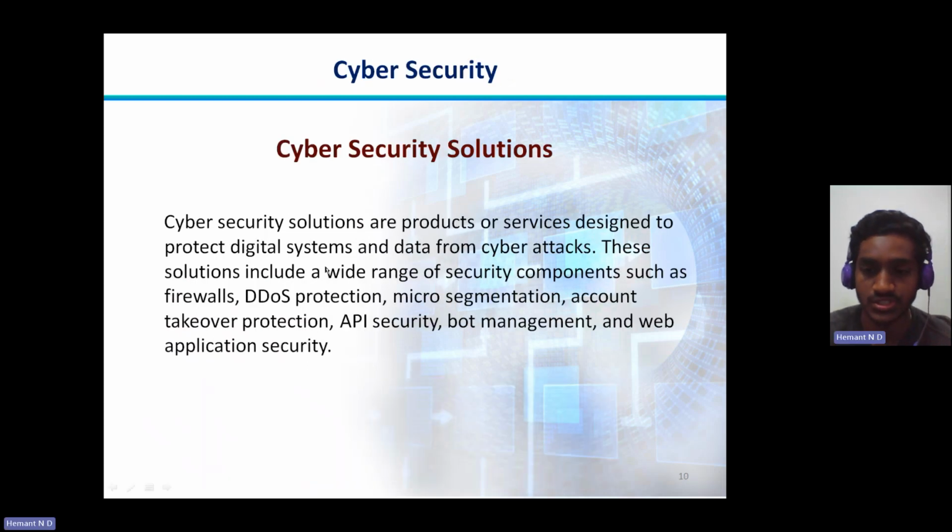Moving to the cybersecurity solutions, these are just products or services that are designed to protect digital systems and data from cyber attacks. These solutions include a wide range of security components such as firewalls, DDoS protection, microsegmentation, account takeover protection, API security, bot management, and web application security.